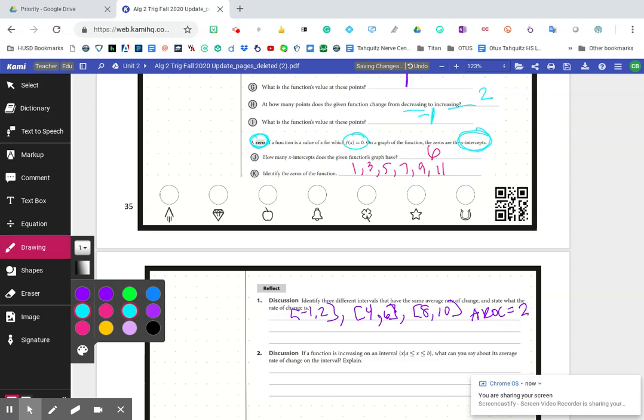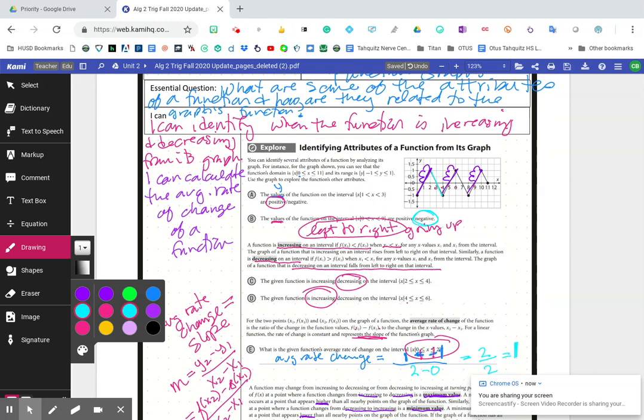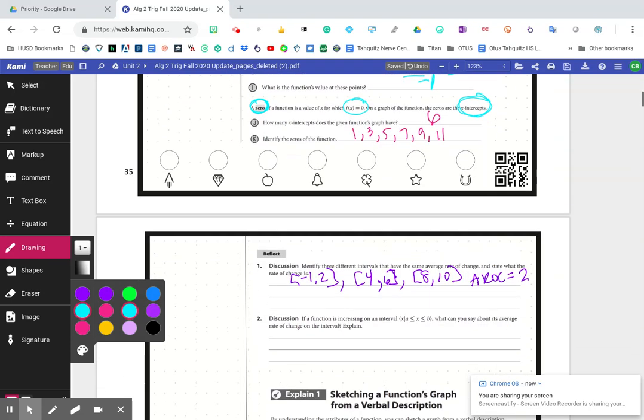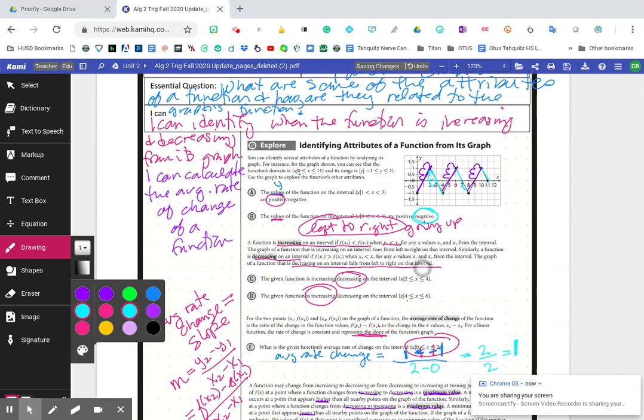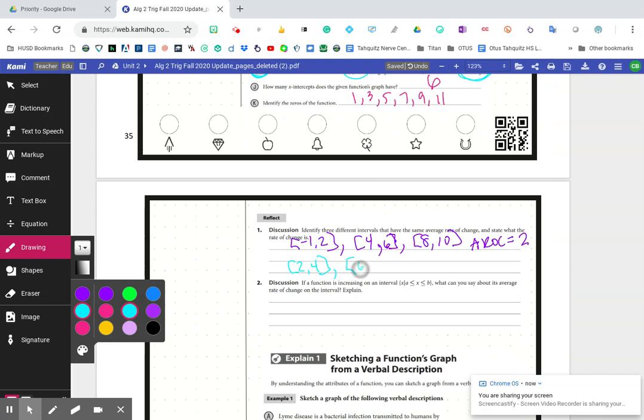There's another one I could have done, though. Couldn't I have looked at all the decreasing? Don't they all have the same slope? Even though that one's shorter, it still has the same slope, right? It's down 2 over 1. So I have that same slope on those. So I could have written from 2 to 4, 6 to 8, and 10 to 11, and that average rate of change is -2.